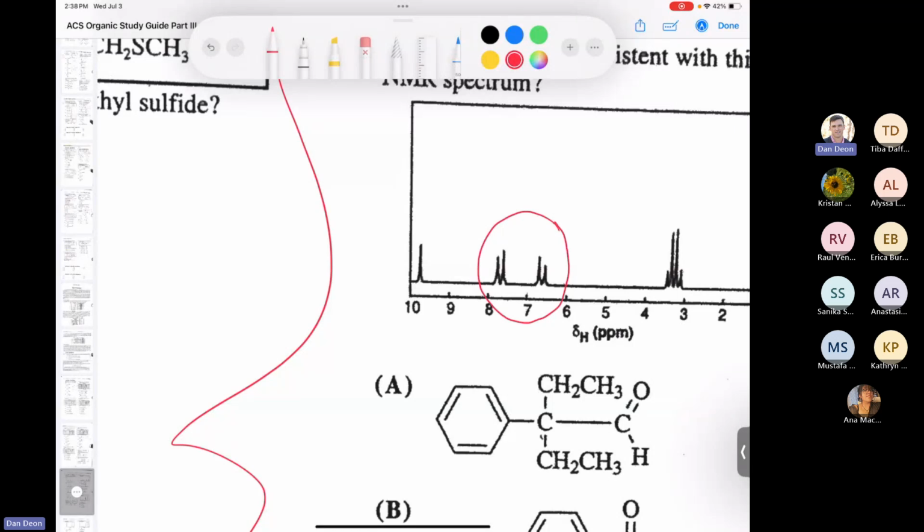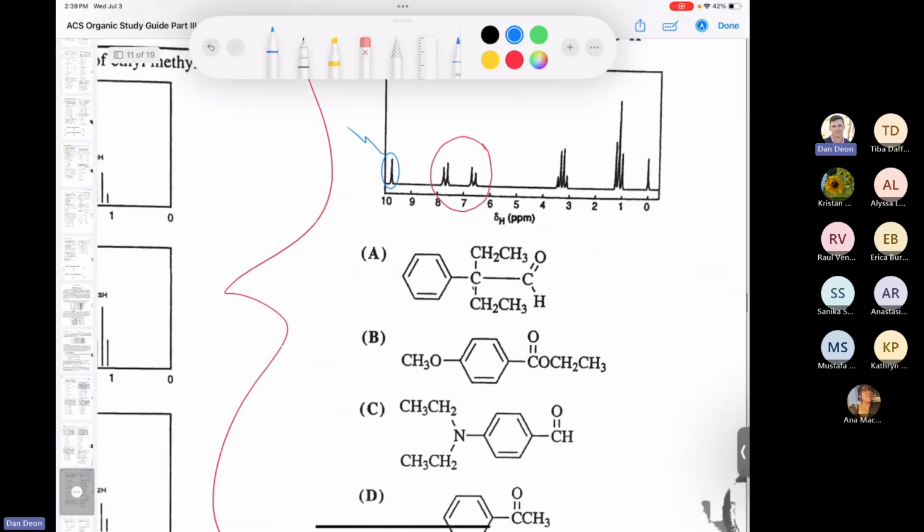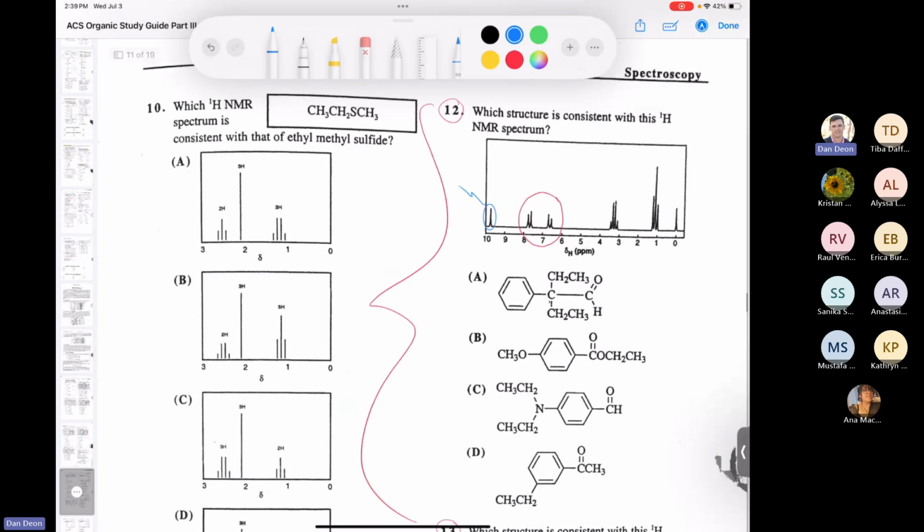Okay, so that's good. Now, before we get into the aromatic protons, I want to ask you guys, I have a singlet up here around 10. Could anybody tell me where that comes from? What kind of functional group that might come from? If you have a proton all the way at 10, all the way up at 10, it's really de-shielded. What functional group might that be?